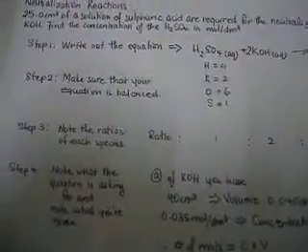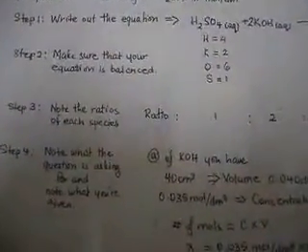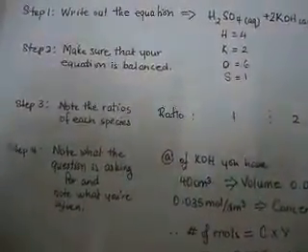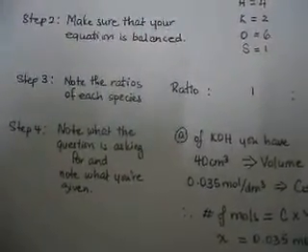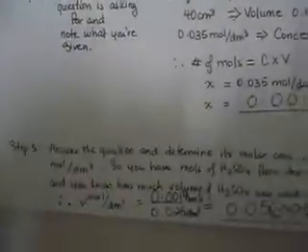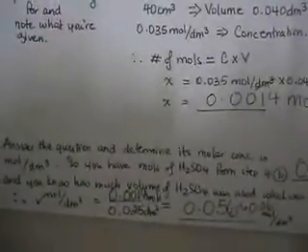So always remember your steps. Step 1, write out the equation. Step 2, make sure that your equation is balanced. Step 3, note the ratios of each species. Step 4, note what the question is asking for and note what you're given. And step 5, answer the question and determine its molar concentration. Basically, step 5 is answer the question. So whenever you do this, you're sure to pass your test.